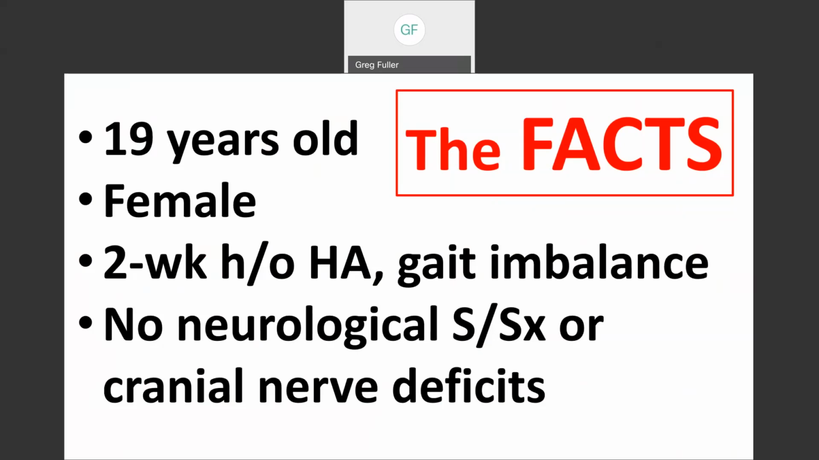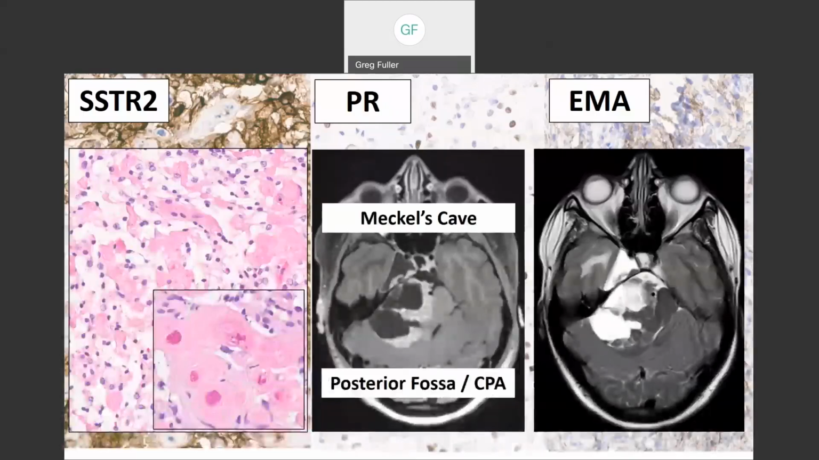What about a 2-week history of headache and gait imbalance? Yeah, sure. That's fine for a big, slow-growing meningioma that could develop obstructive hydrocephalus. The patient had it, absolutely. No neurological signs or symptoms or cranial nerve deficits. Again, that fits very poorly with trigeminal schwannoma. That's just obstructive hydrocephalus, and yes, that would be fine for meningioma.